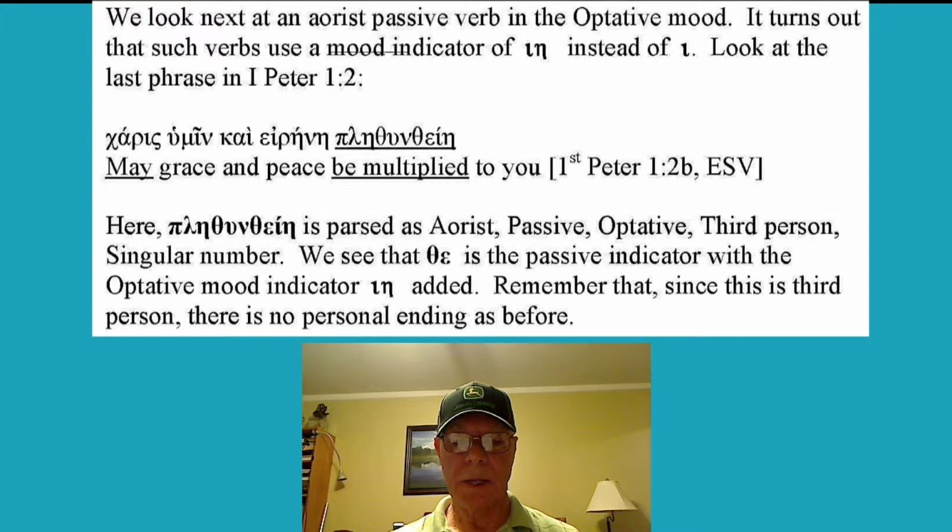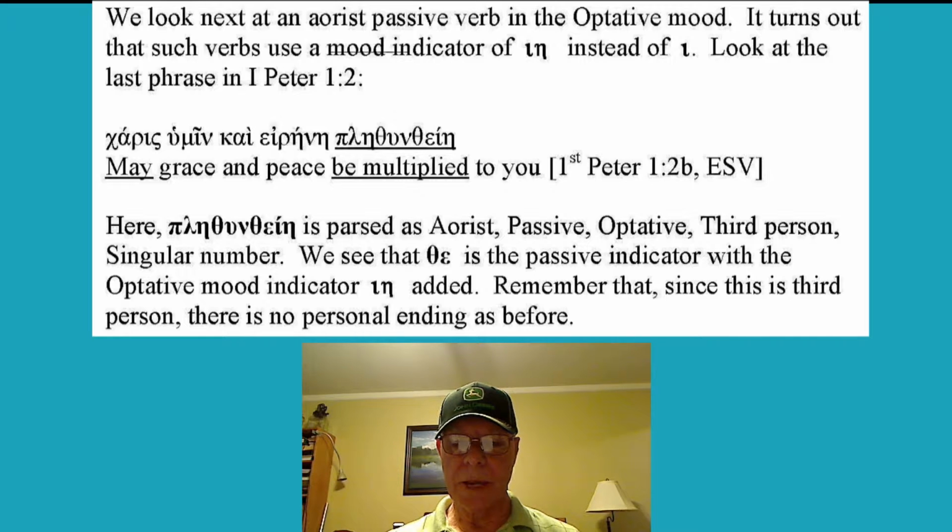Charis imin ke irini plethin thei. May grace and peace be multiplied to you. Here, the verb plethin thei is parsed as aorist passive optative third person singular number. We see that theta epsilon is the passive indicator with the optative mood indicator added. Remember that since this is third person, there is no personal ending as before.